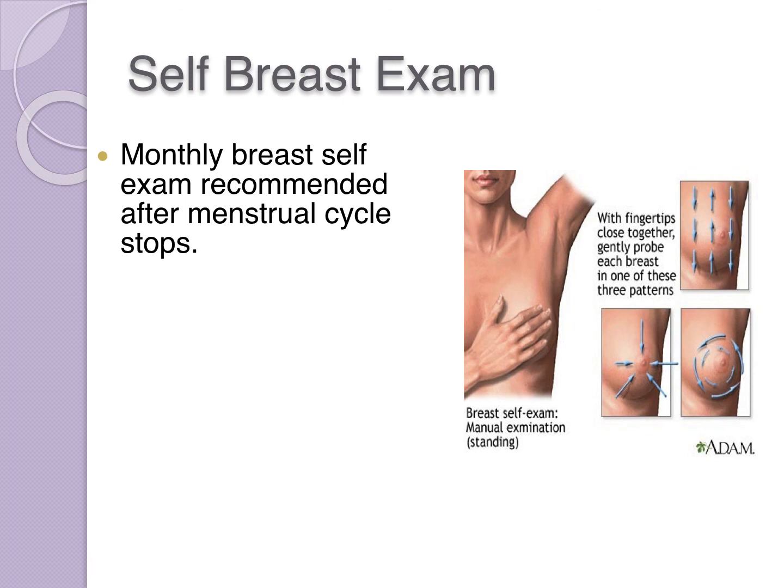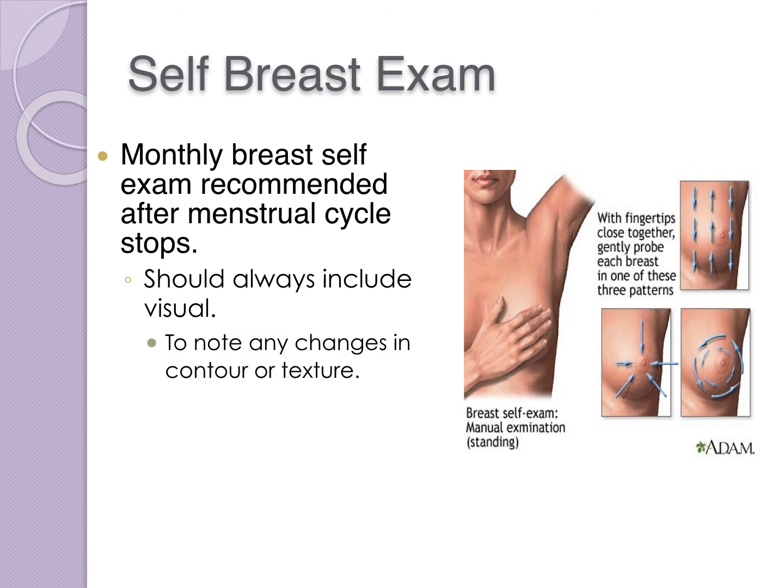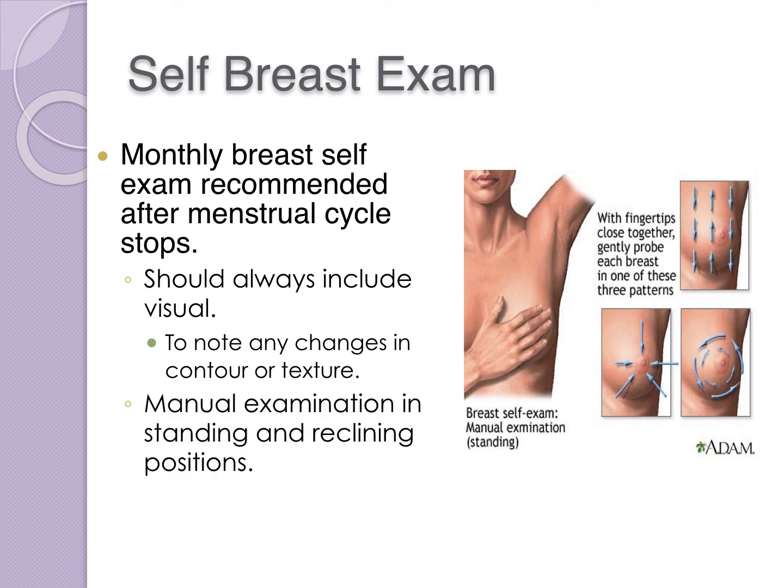And last but not least, similar to a self-testicular exam for men, we've got self-breast examination for females. Monthly breast self-exams are recommended after the menstrual cycle stops, and this always should include a visual. You're trying to note any changes in contour or texture or sometimes even color to the breast area. Manual examination usually should take place in the standing or reclining positions.